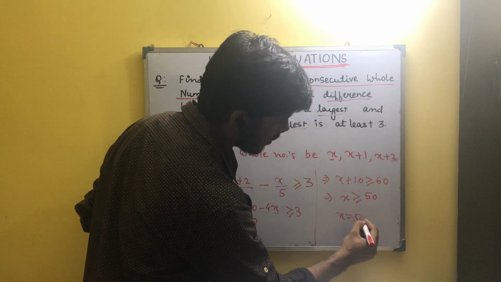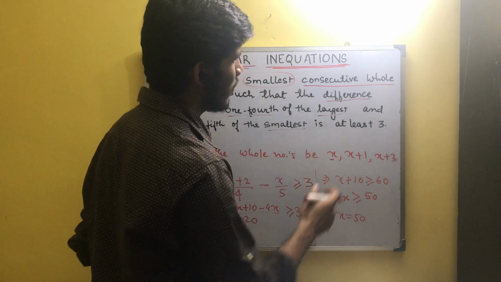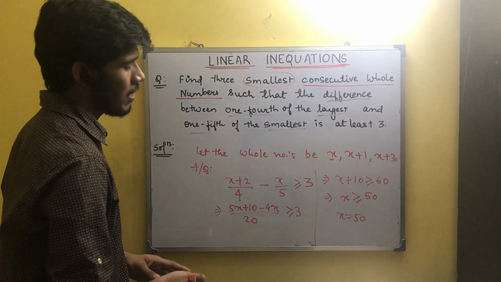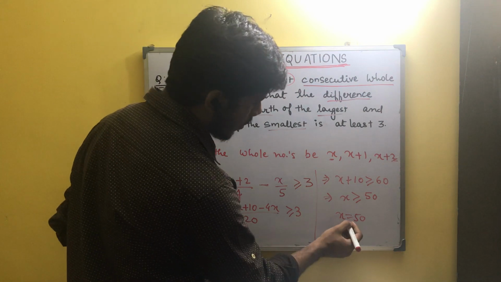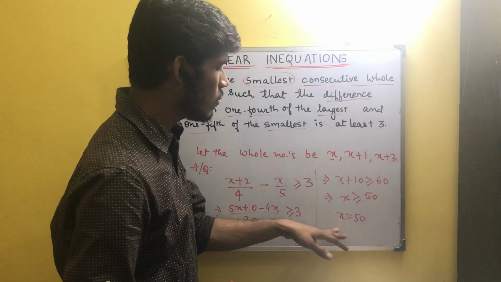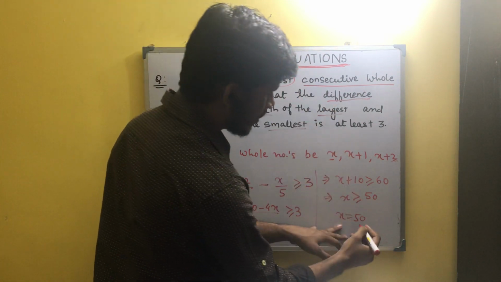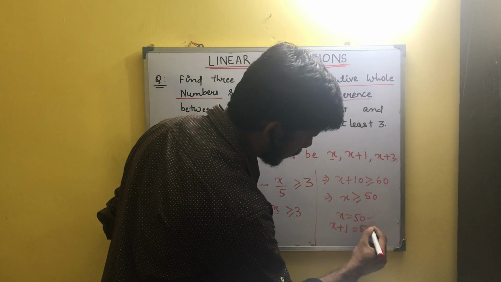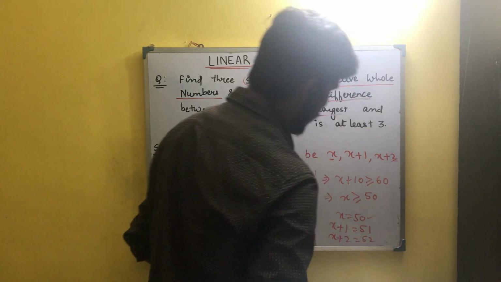The minimum possible value of x is what? If x equals 50, x cannot be 49.5. Actually it cannot be 49.5 either way, because we have been asked about whole numbers. 49.5 is not a whole number, so 49.5 could not have been the answer either way. Now x equals 50 is the smallest possible value. So for the smallest consecutive whole numbers, first will be 50, then next is what? x plus 1, that is 51, and the third number will be x plus 2, that is 52, isn't it?